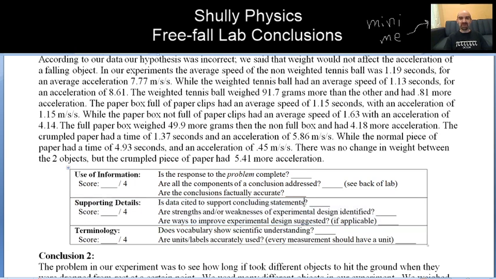So definitely you want to support it with data, not just vaguely refer to your data. You've got cold hard facts in front of you. You've got numbers. Use them. Use them to support your statements.